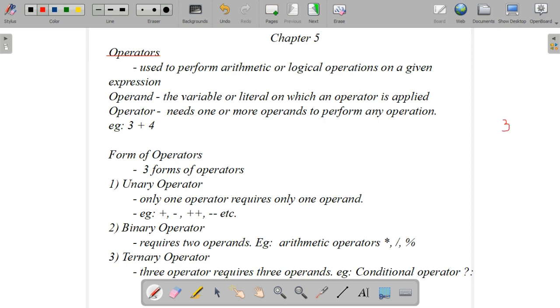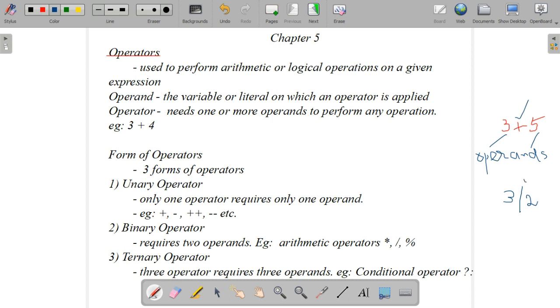If you are writing an example, like in mathematics or any other expression, if you want to add 3 plus 5, we will write this equation for the sum. Is it 3 plus 5? So what is the operator here? Which one is acting as an operator? Plus is an operator, and these two are variables or literals, which we can call operands. So in an expression, operators and operands will be there. It's a combination of operands and operators. These 3 and 5 are operands, and this plus is an operator.